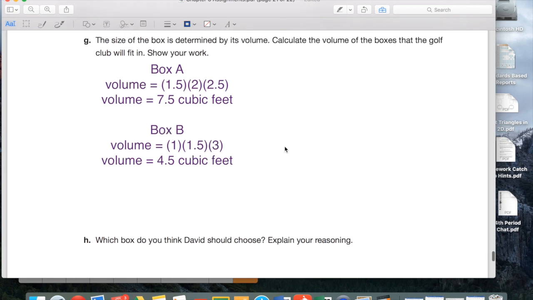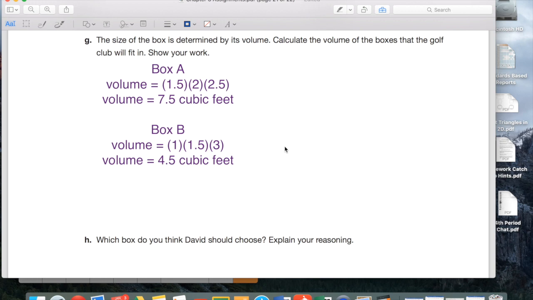Which box do you think David should choose? Explain your reasoning.